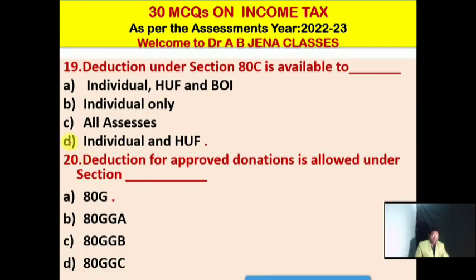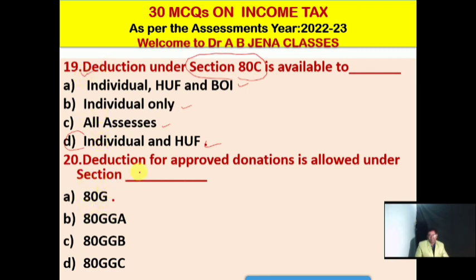Dear friends, next MCQ, deduction under section 80C. Deduction under section 80C is available to whom? Option A, individual, HUF, BOI; B, individual only; C, all assessees; D, individual and HUF. So D is the right option, individual and HUF.